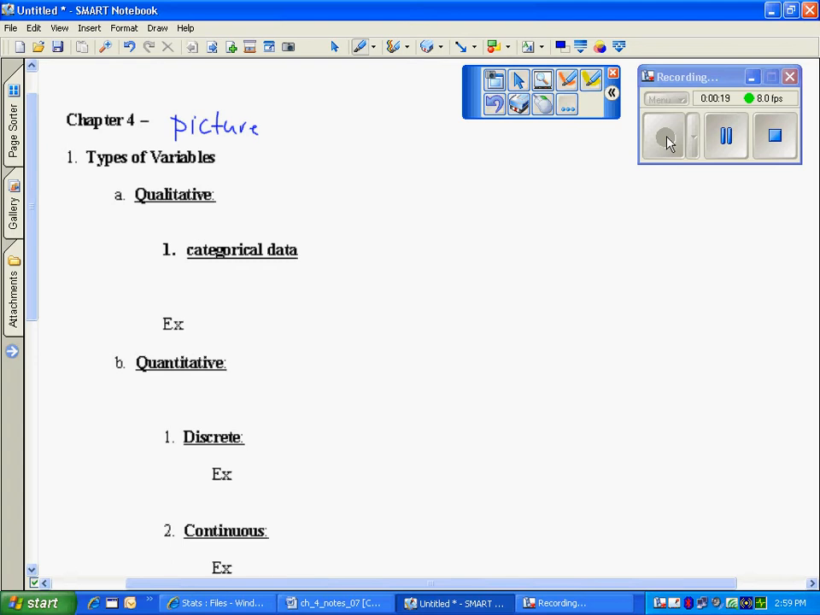So we have two types of variables or data that we're going to collect. We have qualitative and quantitative. And just as the word qualitative sounds like, it's going to be a quality. Where quantitative sounds like a quantity. And when we talk about a quantity, we're talking about a number.